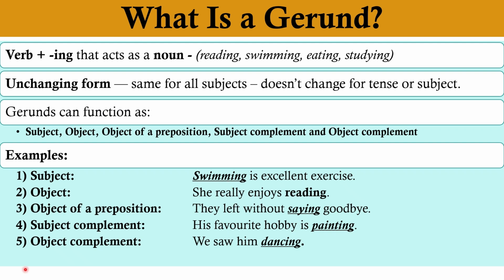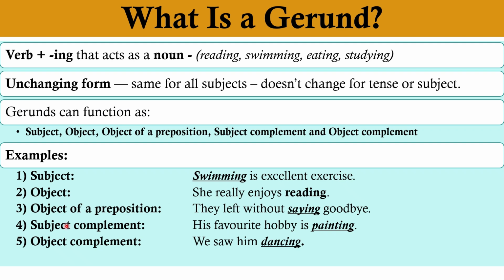Second, a gerund can be the object of a verb, the thing receiving the action. For example, she really enjoys reading. In this sentence, reading is the object of the verb enjoy. It's the thing she enjoys.